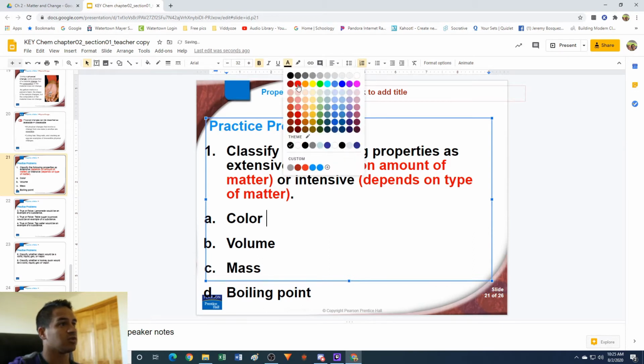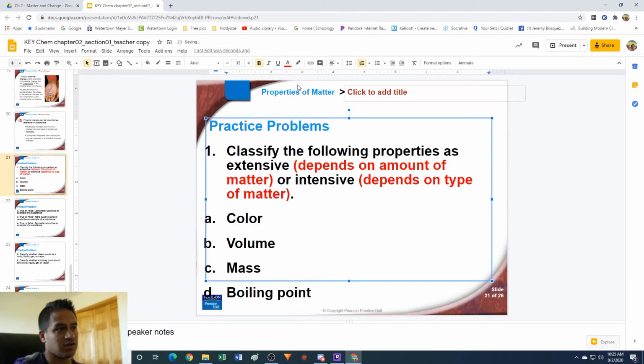So color, what color something looks like. Does that matter how much of it you have, right? If you have a lot of it, is it going to be green? If you have only a little bit of it, is it going to be red? Probably not. It's going to be green or red or whatever color it is, just based on what it's made out of. So that's going to be intensive. That's dependent on the type of matter that we have.